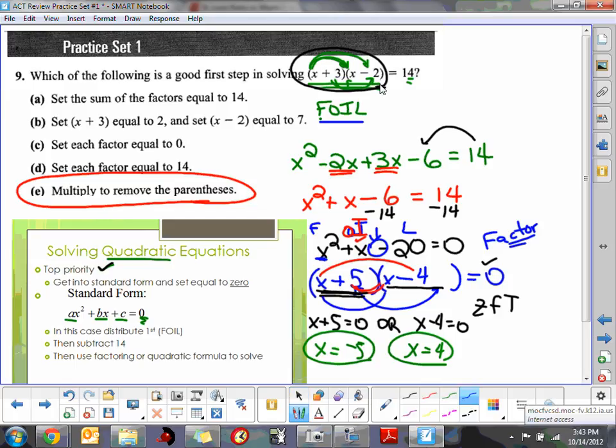And you can see if you plug a negative 5 in for the x up here, negative 5 plus 5 gives you 0, and 0 times anything, which in this case would be a negative 9, is still 0. And we could also take our positive 4, and if we put a positive 4 into this factor, 4 minus 4 is 0, and 0 times in this case a positive 9 is still 0. So I broke it down a little farther than I needed to go. The first step is to multiply and remove the parentheses, but I wanted to utilize this problem to help review how to solve a quadratic equation.